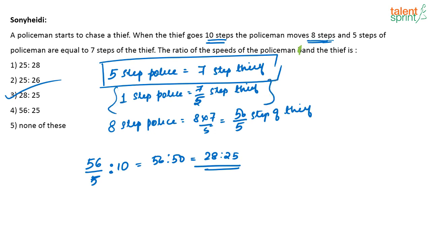Now, how many steps did the police take here? The police actually took 8 steps. So 8 steps by the police is nothing but equivalent to 56 by 5 steps of the thief, right? And at this time, how many steps did the thief take? He took 10 steps, right? So this is the ratio of the distance that is traveled by the police and the thief at that point. Here remember the time is same. So this gives you the relationship between the speed as well. Okay. So, you will get the answer as 56 is to 50, or that is 28 is to 25.